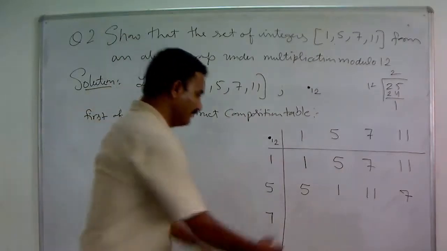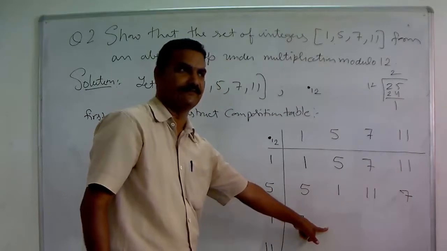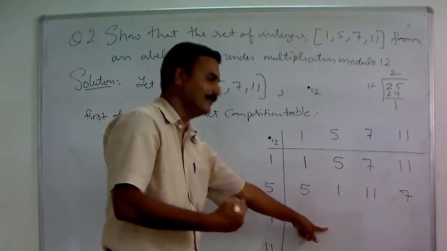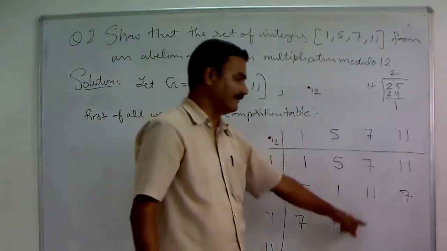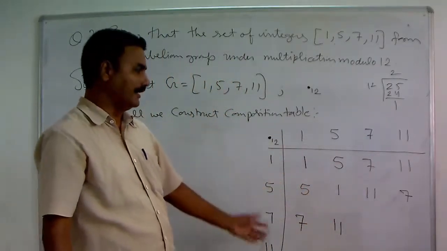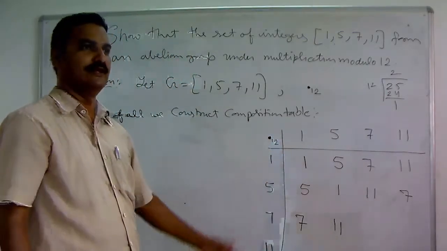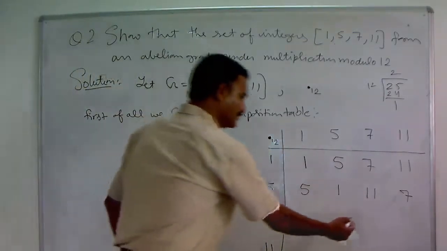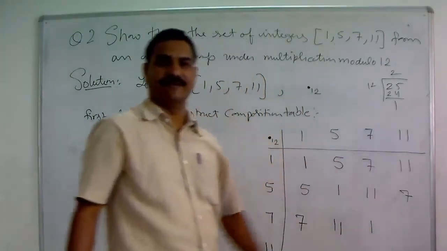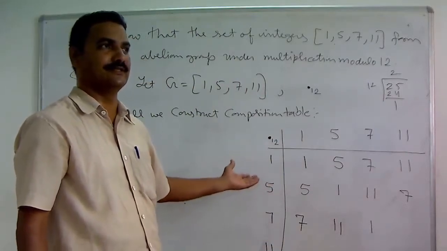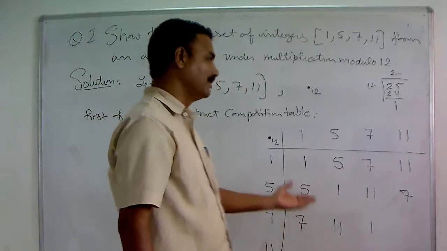Now 7 1 is 7 and 7 5 is 35. So we divide 35 by 12 and write the remainder. Now 7 into 7 gives us 49 and again 49 exceeds our 12 value, so we divide with 12. 12 fours are 48, so remainder is just 1. So here we write 1. Now 7 11 is 77. And again 77 is greater than 12, so we divide 77 by 12. 12 sixes are 72, so remainder is 5.